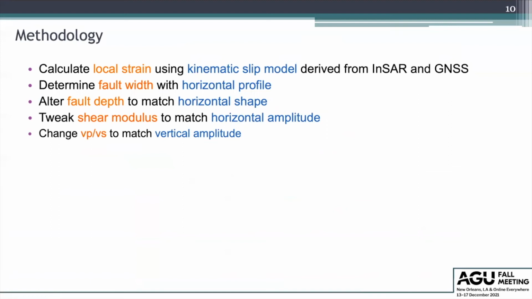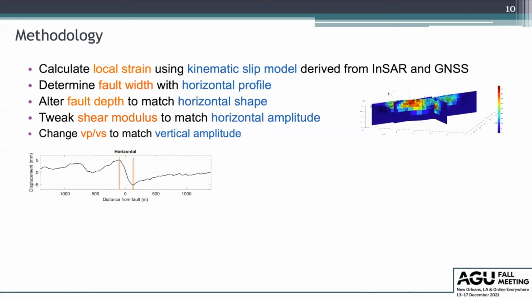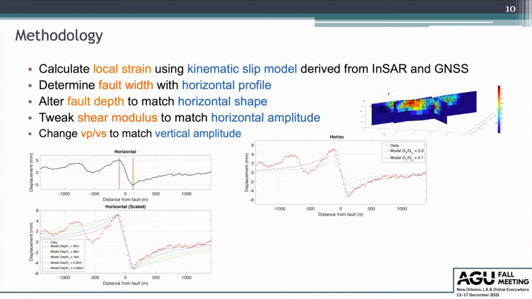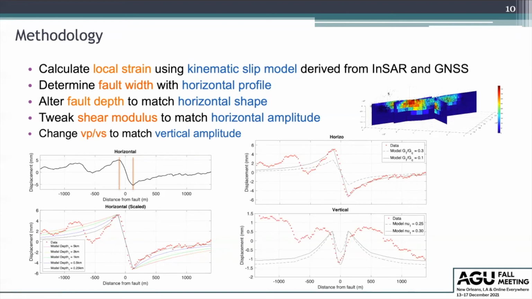Okay, to summarize the methodology we developed here, one could calculate the local strain with a kinematic slip model derived from InSAR and GNSS. Then the fault width could be determined from the horizontal profile. We could simulate the effect of fault depths on the horizontal profiles with finite element tools like Pylith to get the depth extent of the damage zones. Then we further tweak the shear modulus reduction to match the amplitude of the horizontal deformation. Lastly, one could find the best matching VP/VS spatial change to produce the right amplitude of vertical deformation.